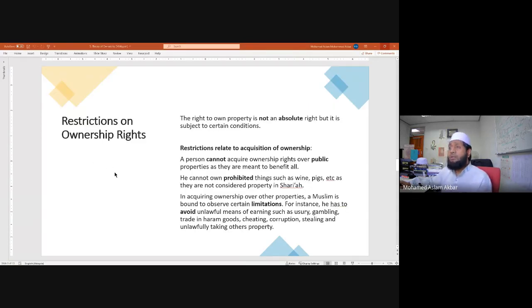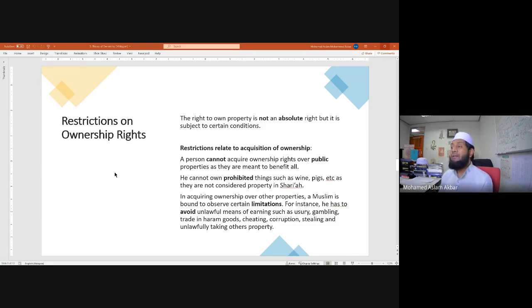So now let's talk about the restrictions. I know you become the owner, but is it that once you become the owner, you can do anything? According to Sharia, it's not. Even though you become the owner, you bought it, you spent your time and your money to buy something, still there are restrictions from the Sharia. It's not open that you can do anything with it, or that you can own anything. The right to own property is not an absolute right, but it is subject to certain conditions.